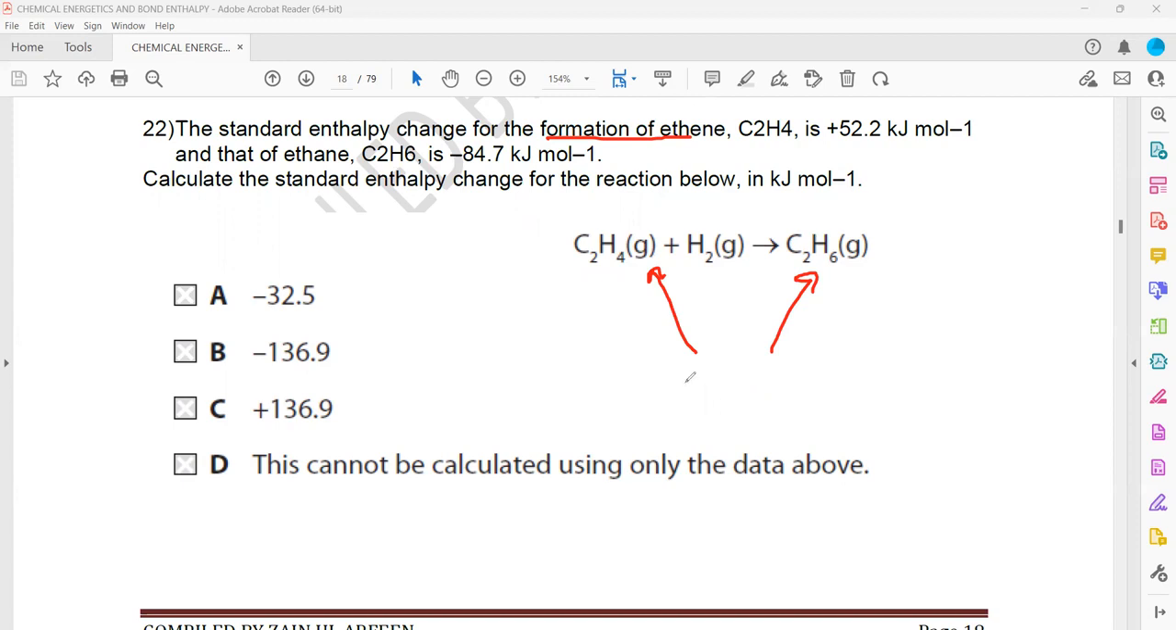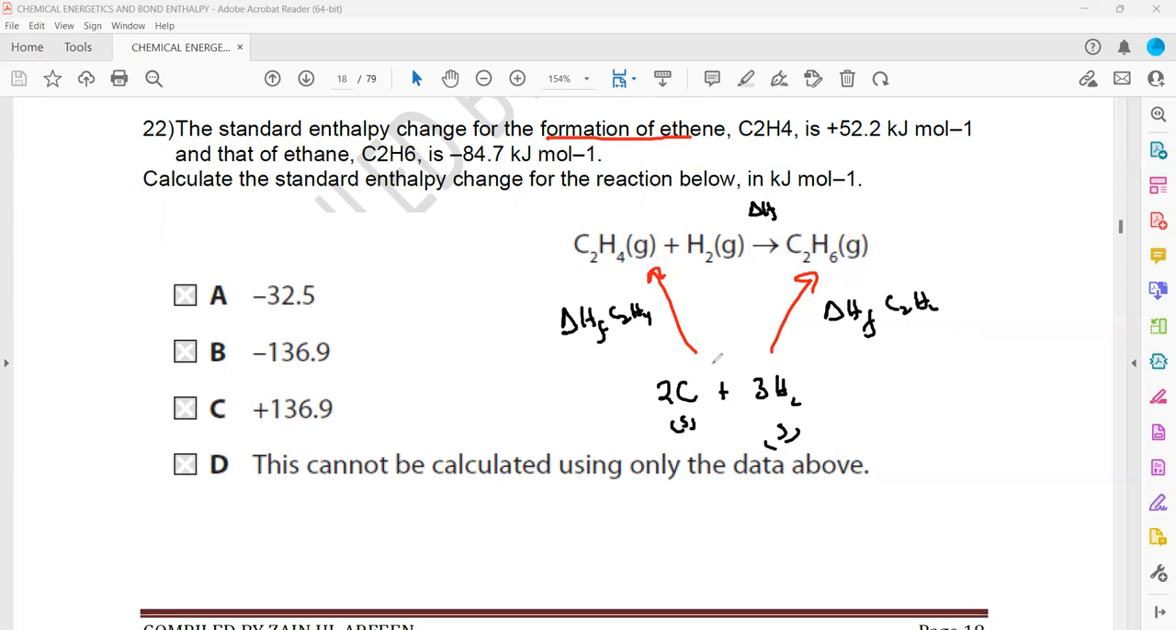The elements here are carbon, 2 carbon atoms in a solid state, and a total of 4 plus 2, 6 hydrogen, so 3H2 in a gaseous state. Hydrogen is not formed here because the formation of an element is always 0. So this is the formation of C2H4, and this is the formation of C2H6, where 1 mole is formed. And this is the enthalpy change.